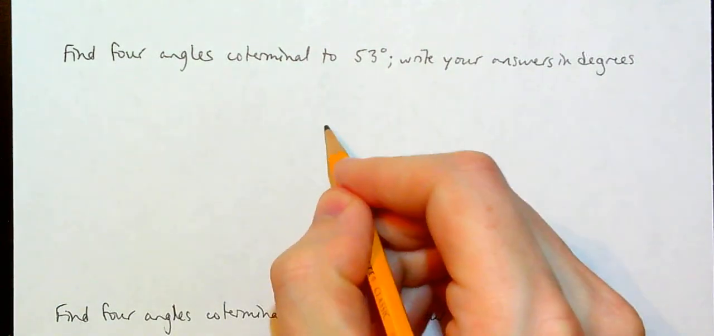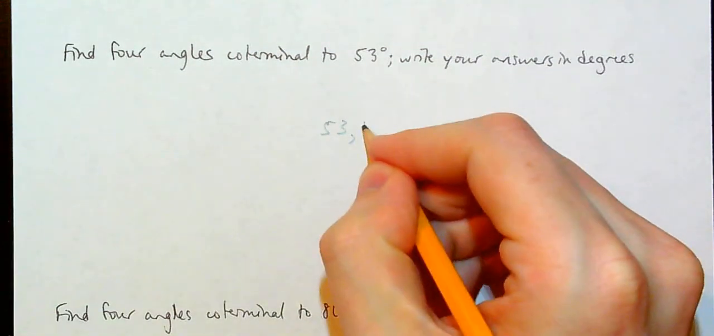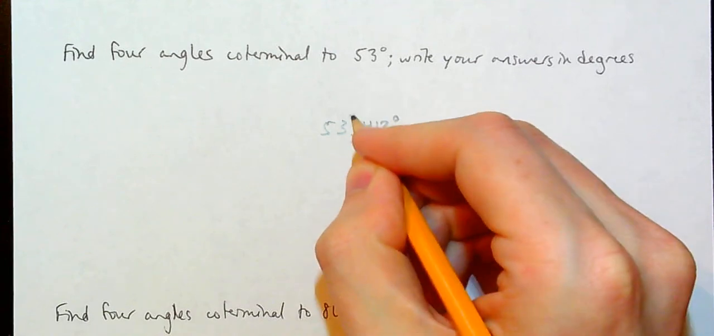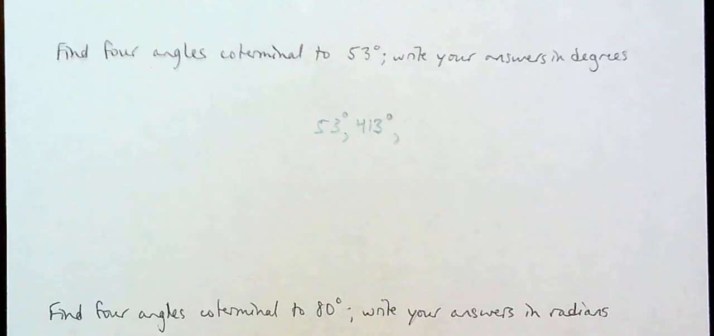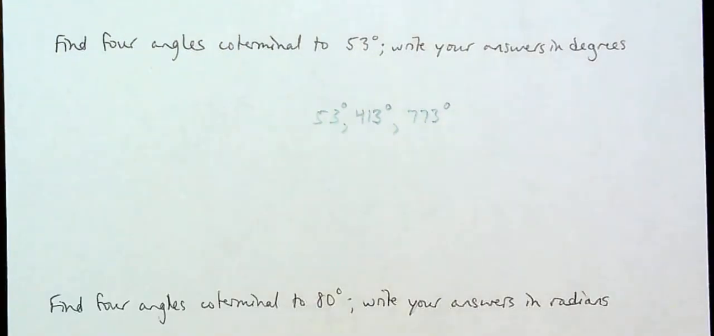So we start off with 53. Let's take 2 positive coterminal angles and 2 negative coterminal angles. So let's start off with the positives. If I add 360 onto this guy here, that's going to give me 413. And then if I add another 360 onto that, that is going to get me 773 degrees. We could keep going on more and more if you wanted. If you did another 360, that would get you 1,133 degrees.